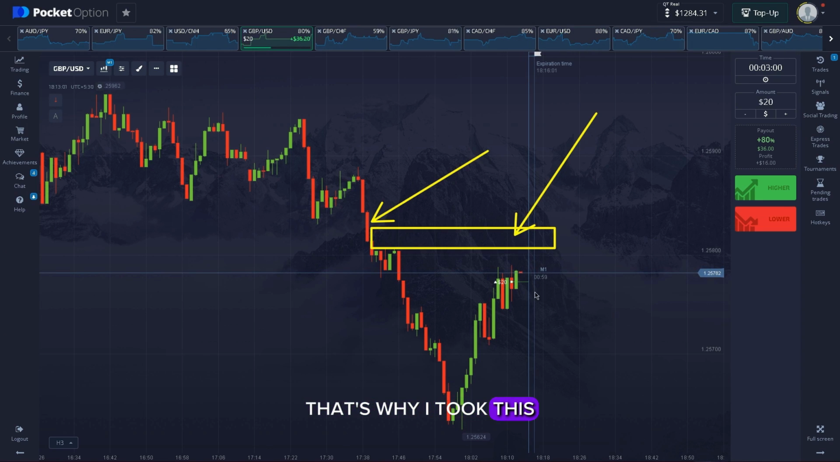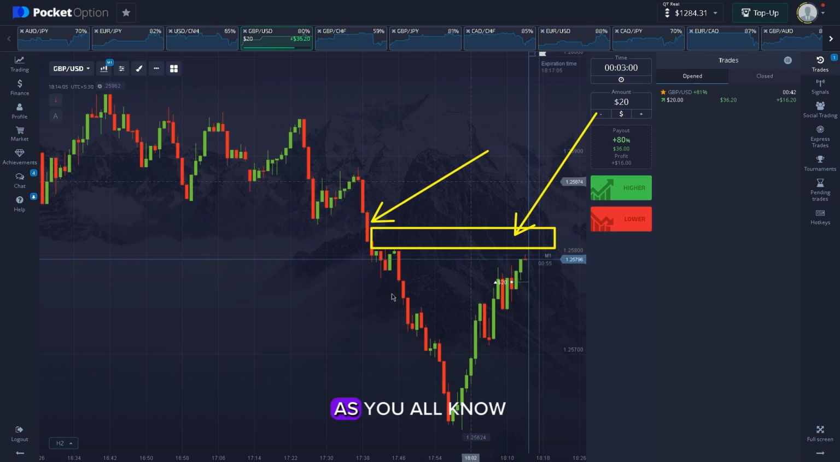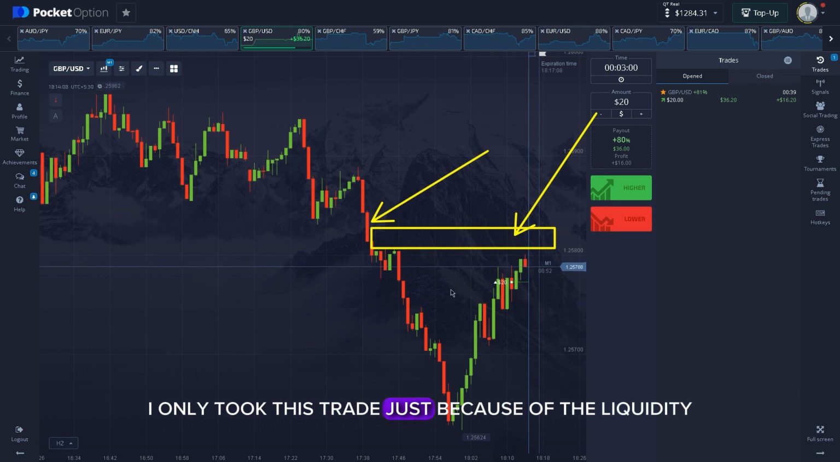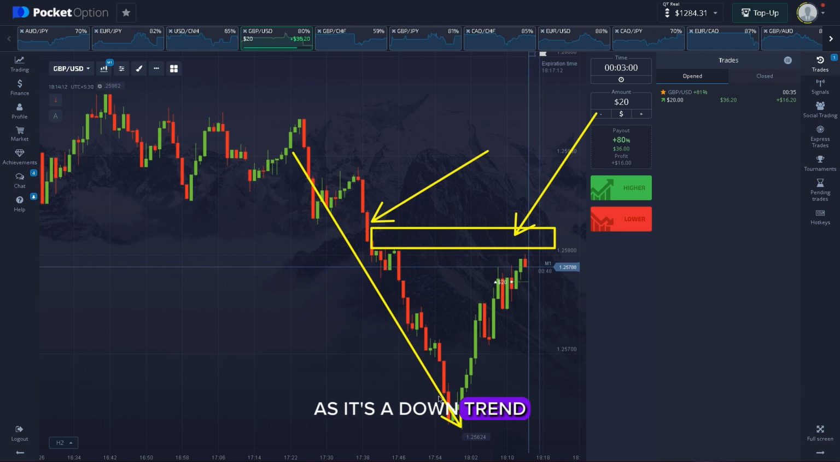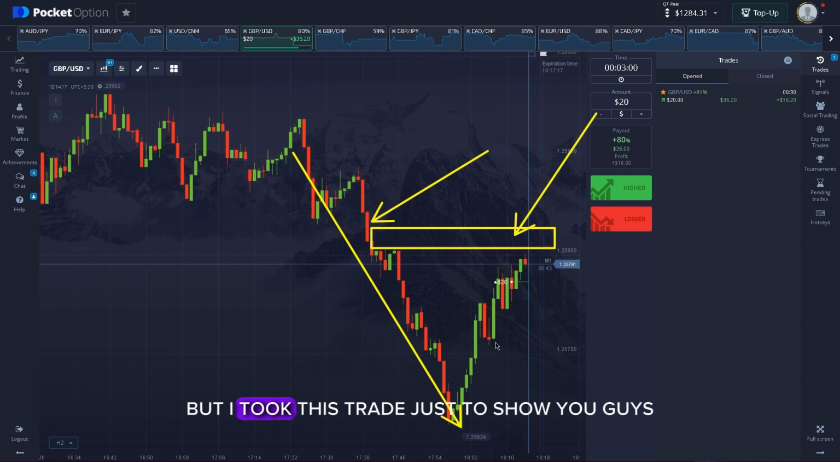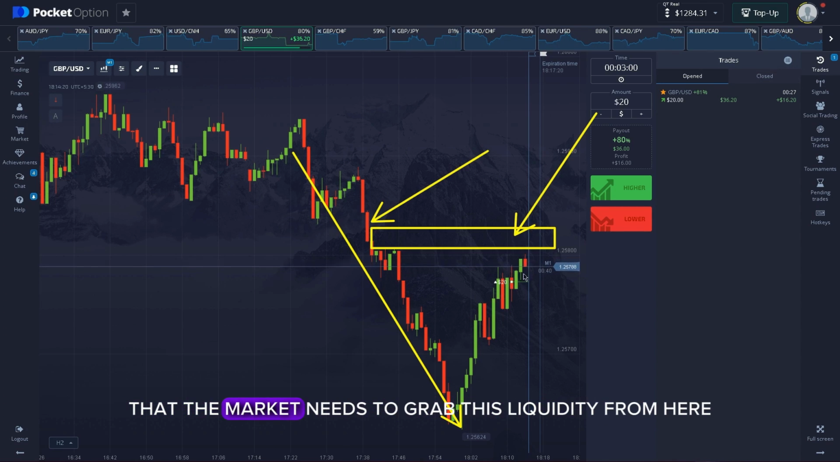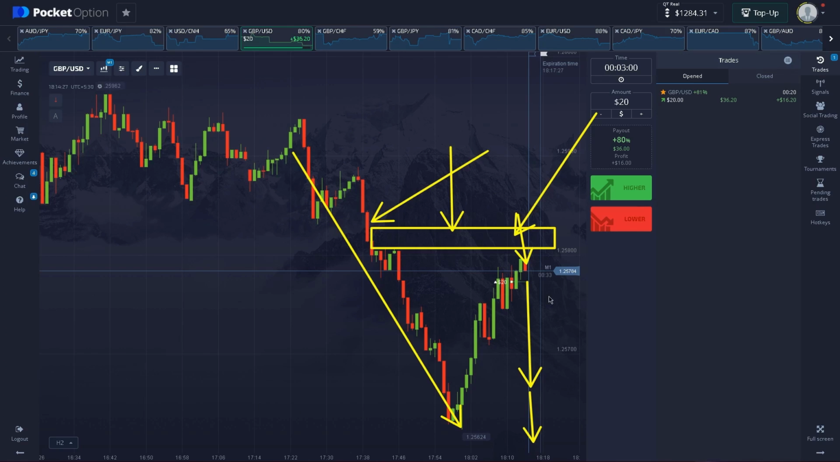That's why I took this trade as well, and we will see how it goes. As you all know, I only took this trade because of the liquidity, as it's a downtrend and you don't want to trade an uptrend in a downtrend. But I took this trade just to show you that the market needs to grab this liquidity from here if it wants to keep going down. It needs the momentum, it needs the liquidity to keep going down.